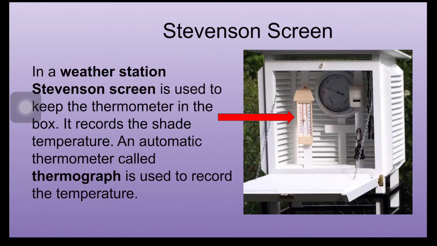This is Stevenson Screen. Different weather instruments are kept inside to record and measure the weather data. So in a weather station, Stevenson Screen is used to keep the thermometer in the box, which records the shade temperature. An automatic thermometer is recording the temperature, which is displayed in thermograph.